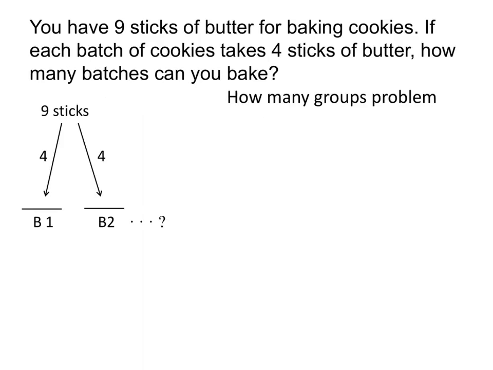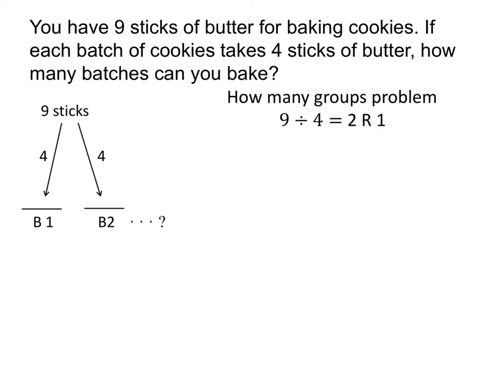So here's our problem. You have 9 sticks of butter for baking cookies. If each batch of cookies takes 4 sticks of butter, that's an awful lot of butter. So how many batches can you bake? Well, let's draw a picture of this. We've got our 9 sticks of butter. 4 sticks are going to go into the first batch. 4 sticks are going to go in the second batch. And we don't know how many batches we're going to be able to make. So this is a how many groups type of problem.